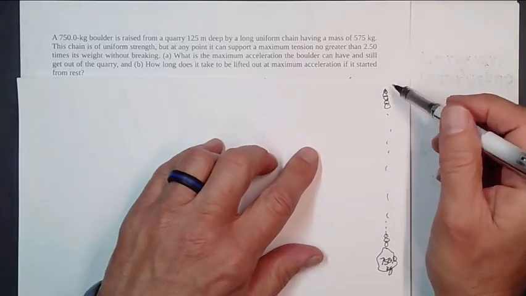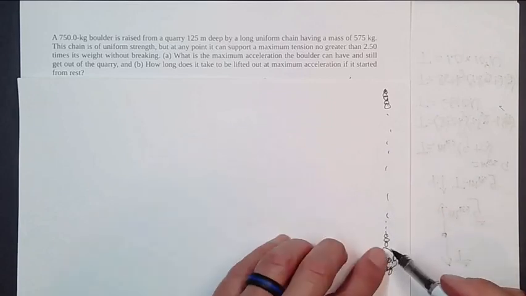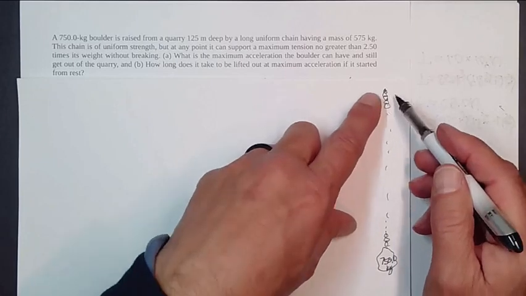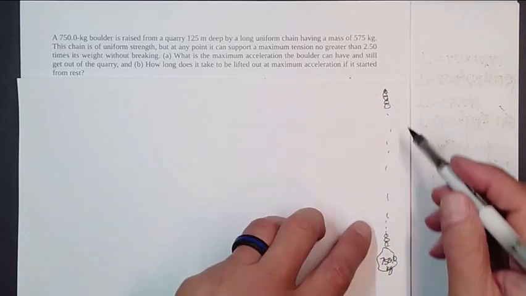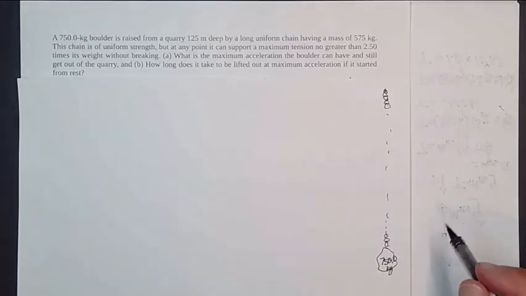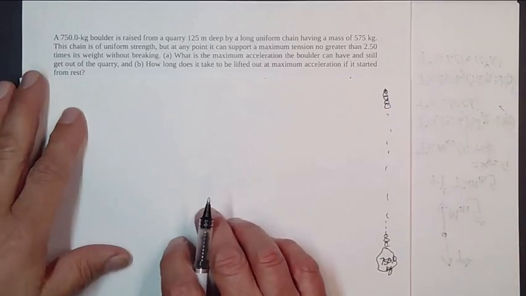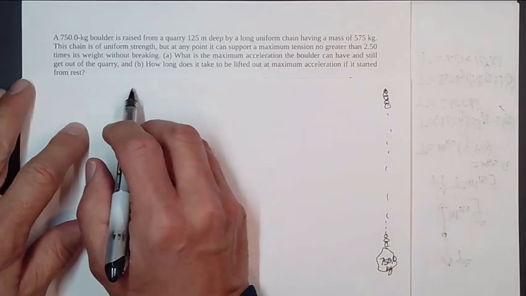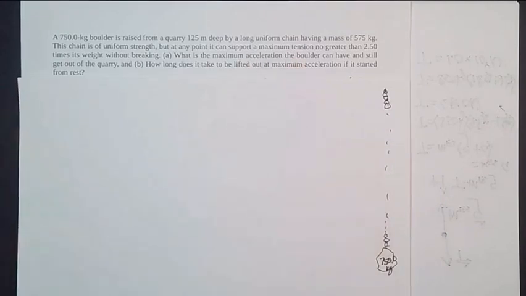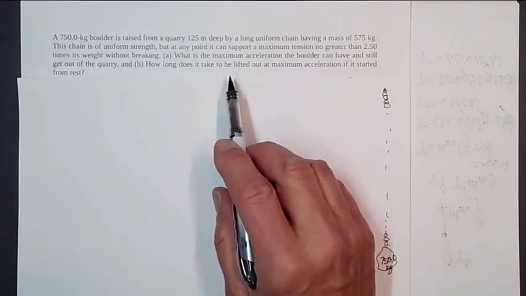Where do you think the tension in the chain will be the greatest? Well, at the bottom, the chain just has to support the weight of the boulder. But at the top, it has to support the weight of this entire length of chain plus that of the boulder. And so if it's going to break, it'll probably break up at the top. But we don't know that for sure. Let's see, it says it can support a maximum tension no greater than 2.50 times its weight without breaking.